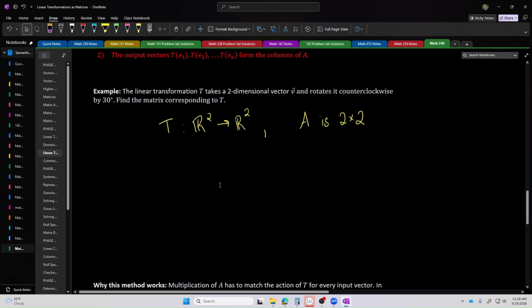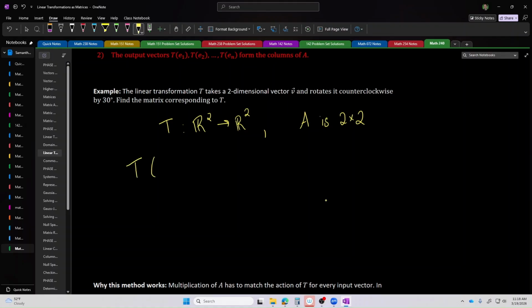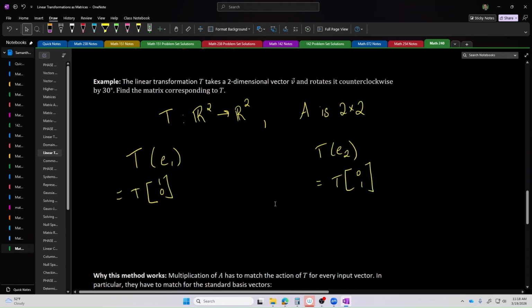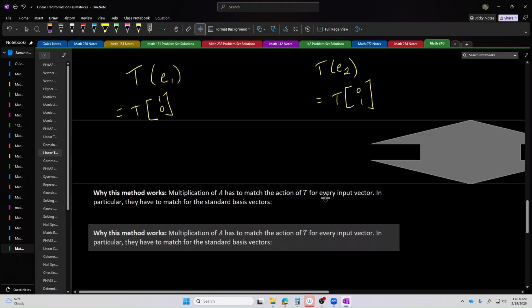So now we just have to figure out what those columns of A are. And to determine that, we are going to apply this transformation that's been described to us. We're going to apply the transformation to the two standard basis vectors e1 and e2 for two-dimensional space. In other words, we're going to apply the transformation to the vector 1, 0 and to the vector 0, 1. And we're going to see what happens when we apply the transformation to these two basis vectors.